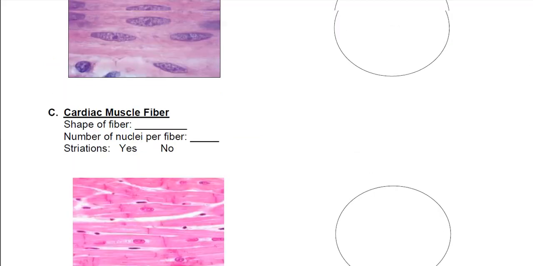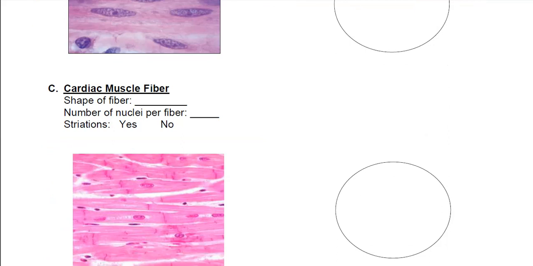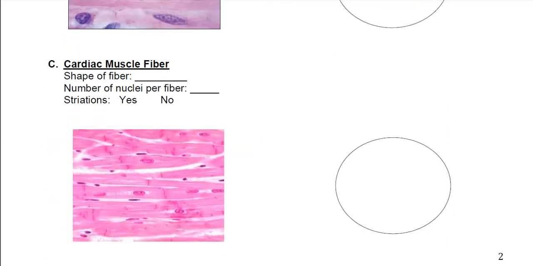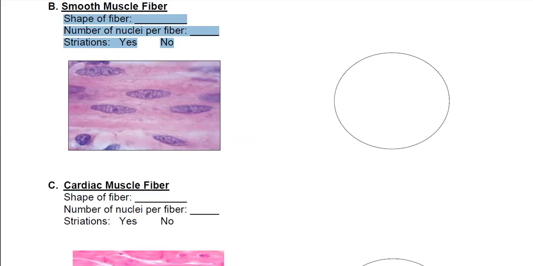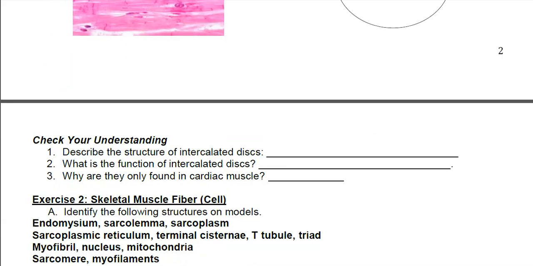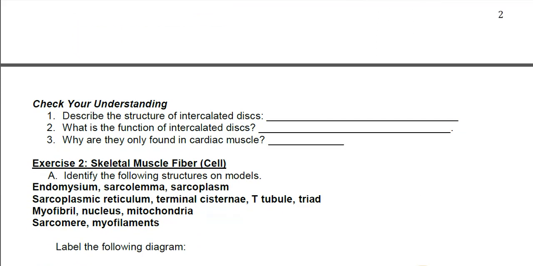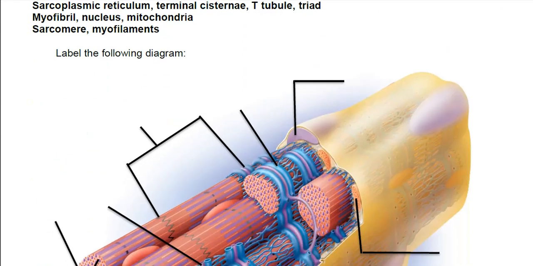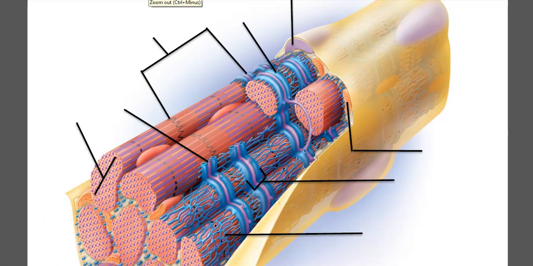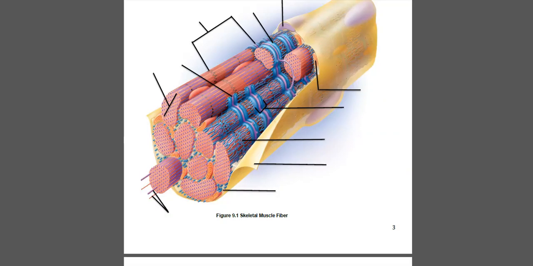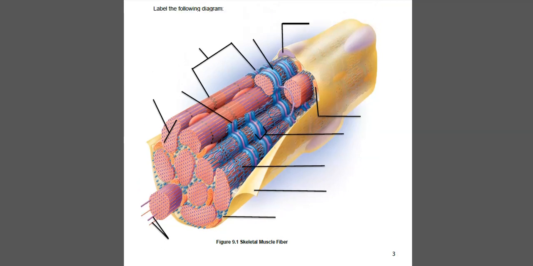So if you see a picture of one of these three, you need to be able to tell me which one it is. And so use these criteria, these descriptions, to tell yourself which one it is. There's some questions for you to answer. And then we get to a basic diagram of a muscle fiber. This is skeletal muscle fiber. We have a bunch of things that we need to label.